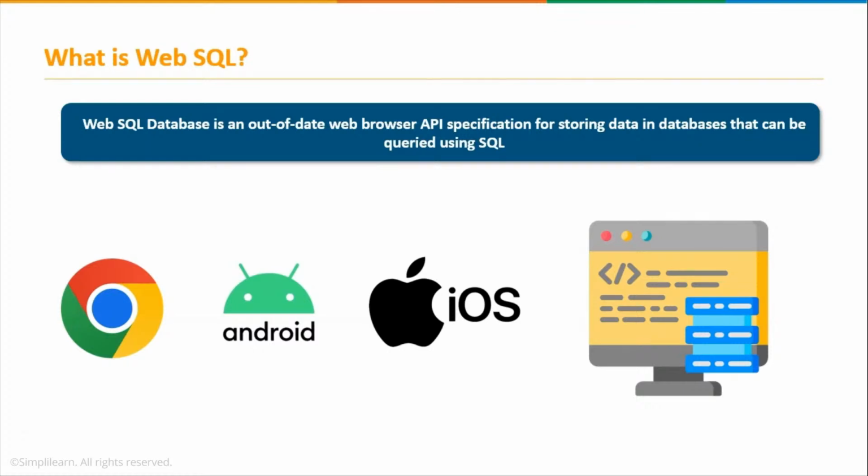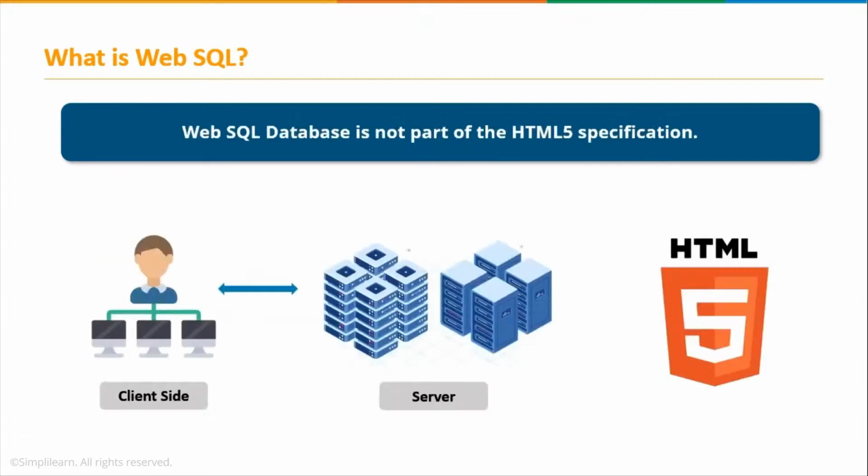Basically, Web SQL database is a web browser API specification for storing and managing data in databases that can be queried using a variant of SQL. That means, just like any other SQL databases, Web SQL also provides a way to store the data in the database that can be queried using various SQL statements. Now, the W3C or the World Wide Web Consortium stopped supporting the usage of Web SQL database specification. However, it is still implemented and supported by some browsers like Google Chrome, Android, and some mobile versions of Safari and Apple iOS as well.